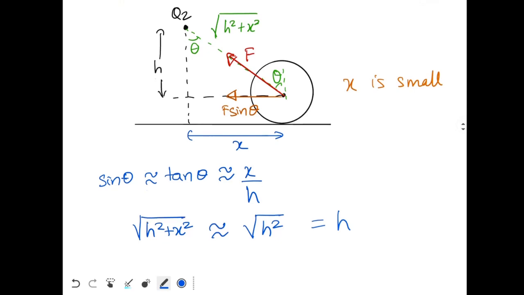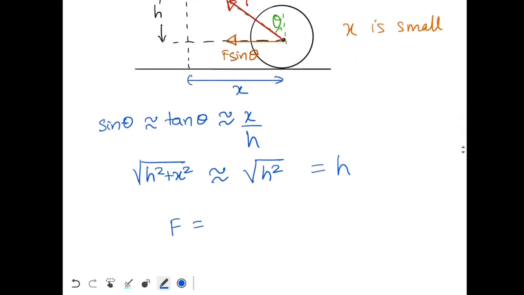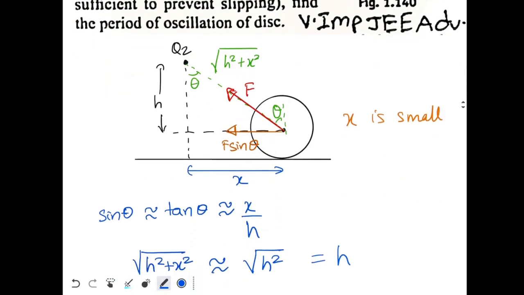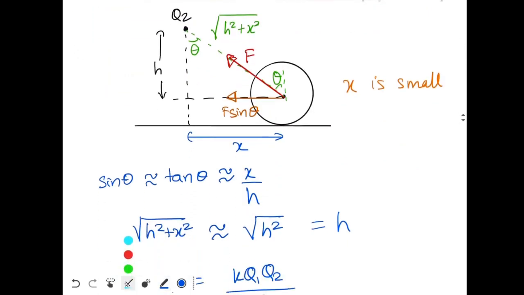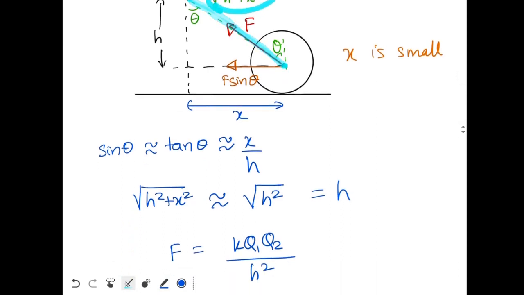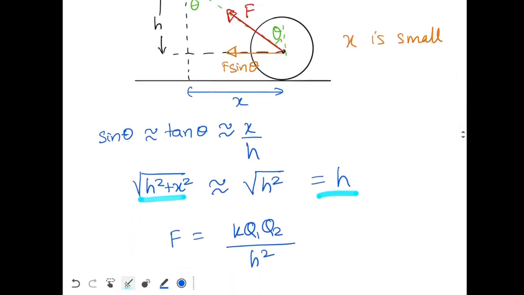Then I have the value of f. So f will be how much? K q1 q2 by square of this length, which is root of h square plus x square, but this is approximately h. So I get this formula for f: K q1 q2 by h square.